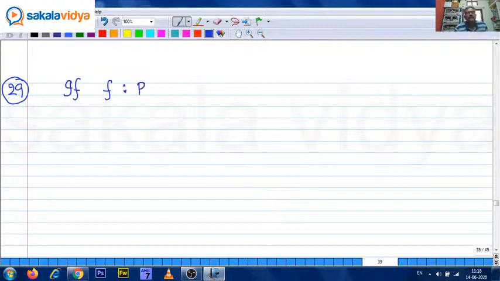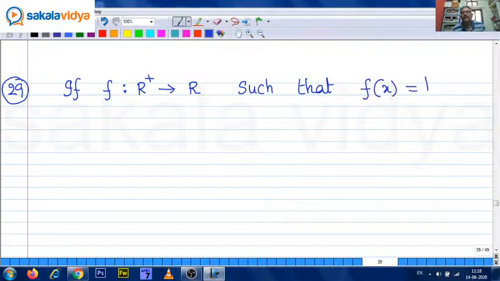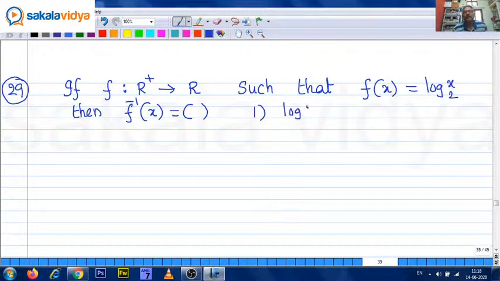Question number 29. Okay. If f maps R plus to R such that f of x equals log x to the base 2, then f inverse x equals to. So next only I will discuss domain and range problems itself, definitely. First option, log 2 to the base x. Second option, 2 power x. Third, 2 power minus x. Fourth, none. Which is the right option?